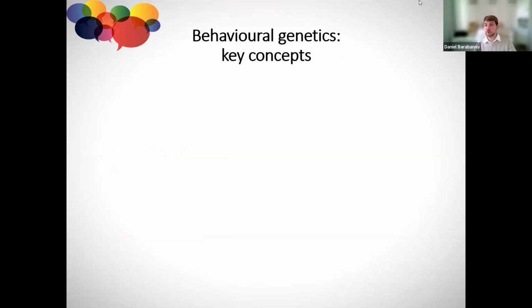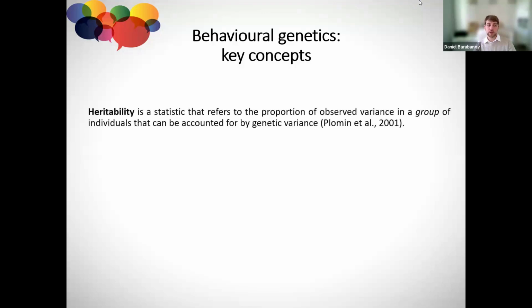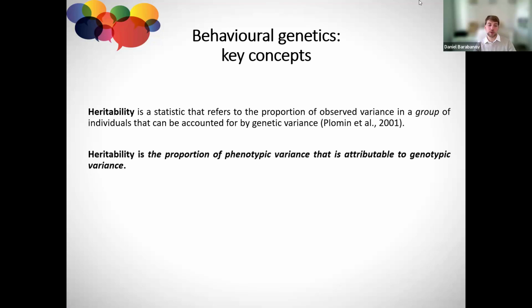So, the key concepts of behavioral genetics you need to know to understand its findings. First is heritability. It's just a statistic that refers to the proportion of observed variance in a group of individuals that can be accounted for by genetic variance. So again, it's a statistical estimation of the proportion of observed variance in a group of individuals that can be accounted for by genetic variance. It's important that it's a statistical measure.